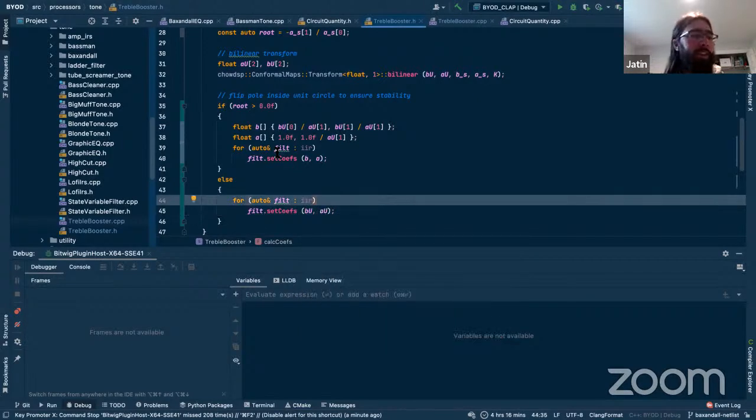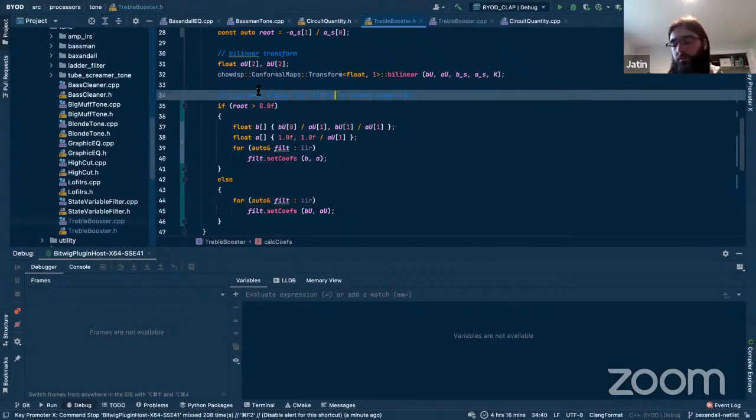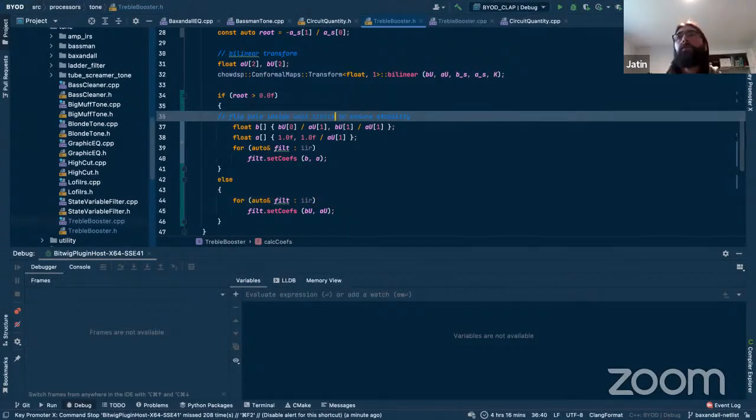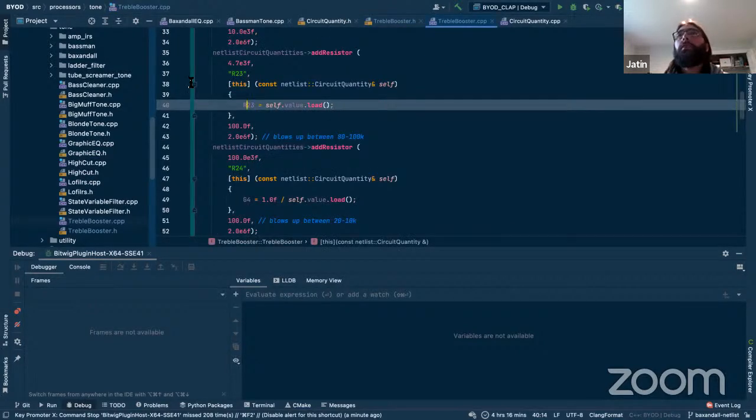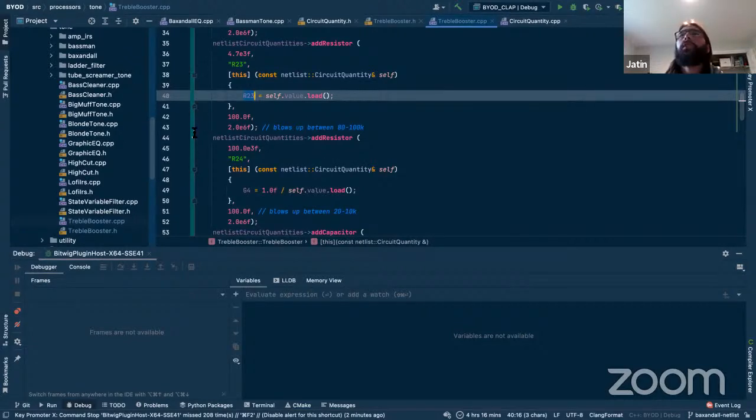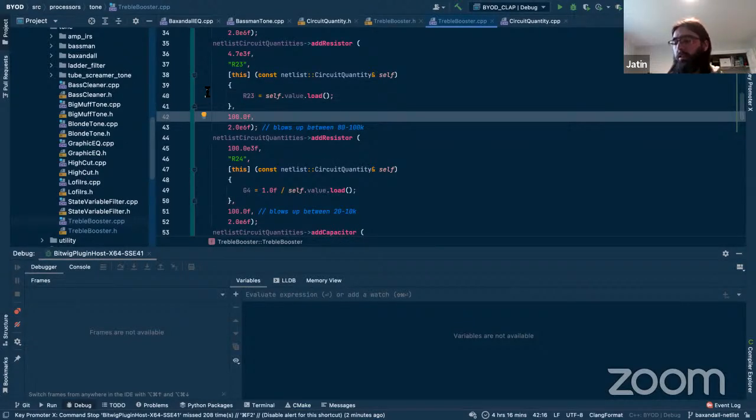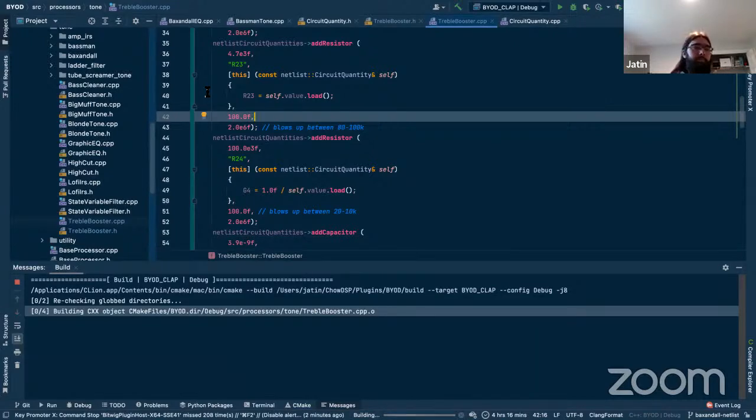I think the U is supposed to stand for unstable, but now in this branch of the if statement, it is stable, which is cool. So if the root is greater than 0, we need to flip the poles. Otherwise, we don't need to. And I think this should allow us to get away with much larger ranges for our R23 and R24 here. Let's see what we get.